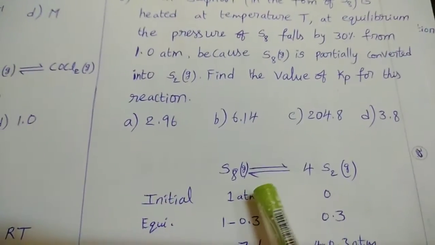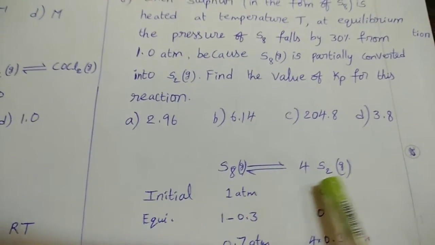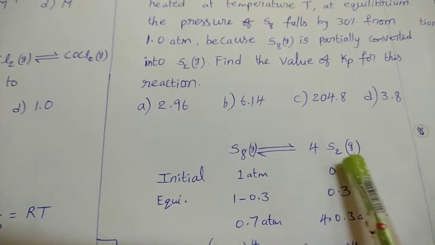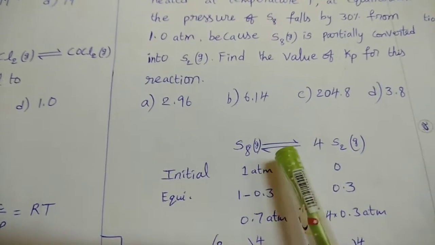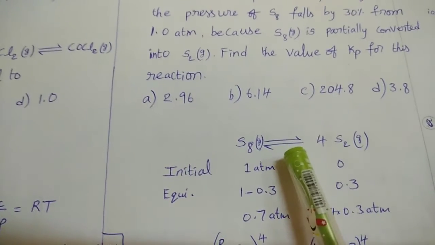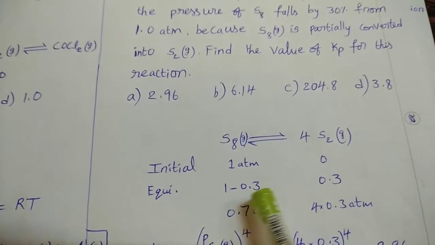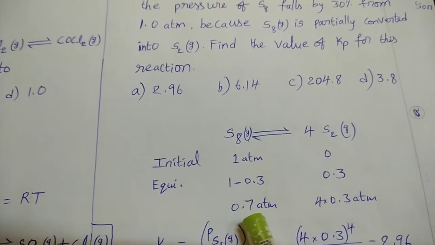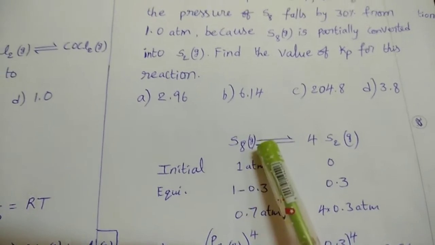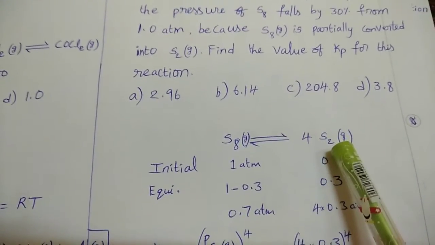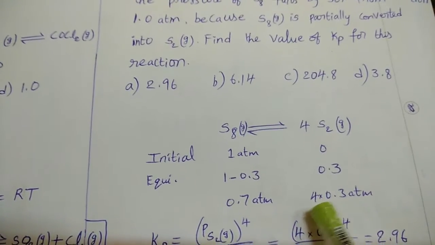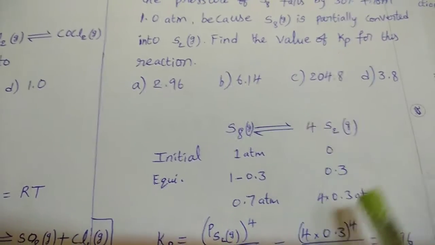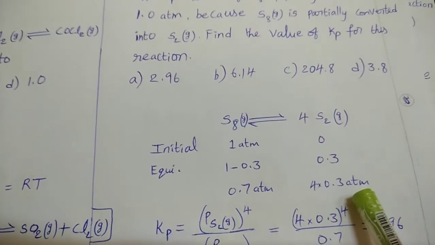So see the equation. This is the equation. S8 changes to 4S2. Initial pressure for S8 is given 1 atmosphere. Initially this is 0. At equilibrium this is decreased by 30%. That means 0.3. We have to subtract that from the initial pressure. 1 minus 0.3. Remaining is 0.7 atmospheres pressure for this at equilibrium. So at equilibrium for this 4 into 0.3 atmosphere, because according to equation this is 4 moles.